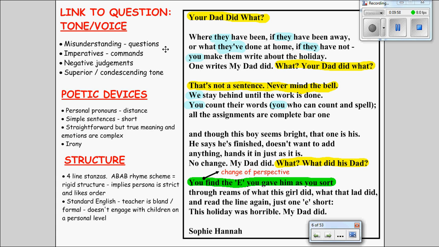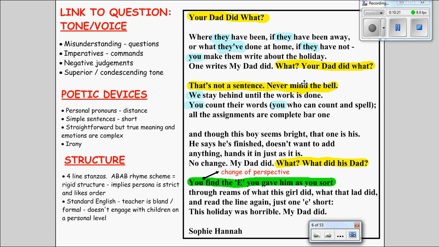The teacher doesn't understand what has happened, what did this student's dad do, and the short sentences as well help it make it sound like the teacher either doesn't really care about this or is getting quite frustrated that they don't understand what this student is doing. There's lots of imperatives, words which are commanding, imperative verbs.